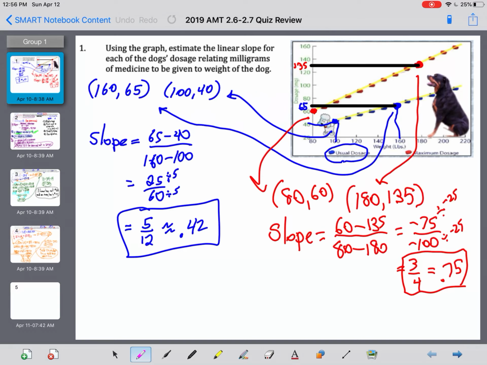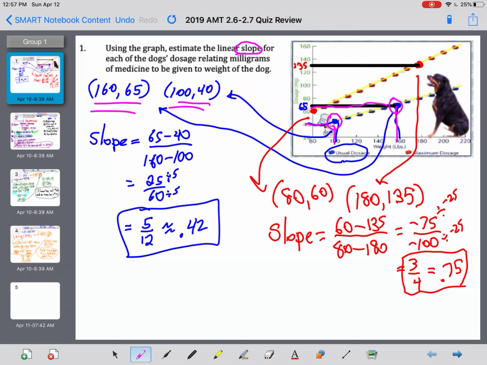I'm going to do a voiceover with the 2.6/2.7 quiz review. As you can see, I have worked out the problem. Just a couple things. I'm looking for the slopes for these. So in terms of the usual dosage, I used a couple of points on the line and estimated that they deal with 160 and 100 respectively, and then 40 and 65. So that's where these ordered pairs came from.